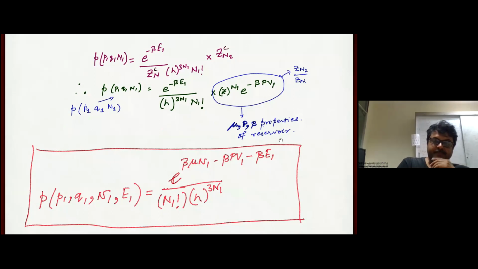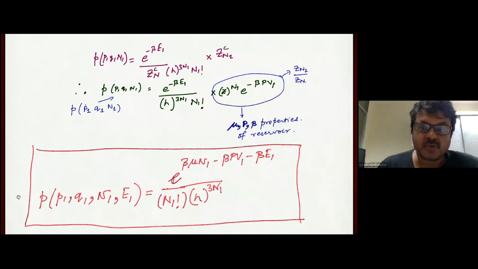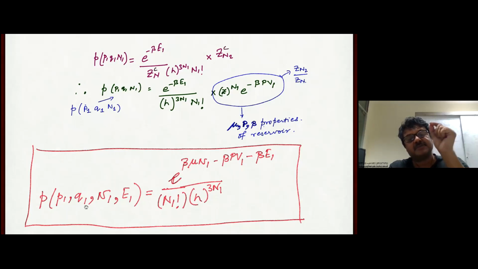These are properties of the reservoir. And so, though the canonical partition function is an abstract quantity, the probability that the system is in a particular microstate, P1 star, Q1 star, with N1 particles and energy E1, can be written simply as e to the power beta mu N1 minus beta P V1 minus beta E1, upon N1 factorial h to the power 3N1, right? So I will end here and then continue from next.